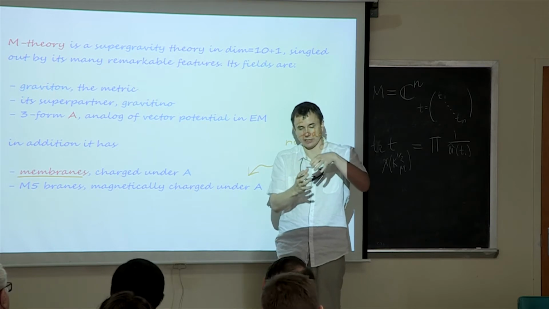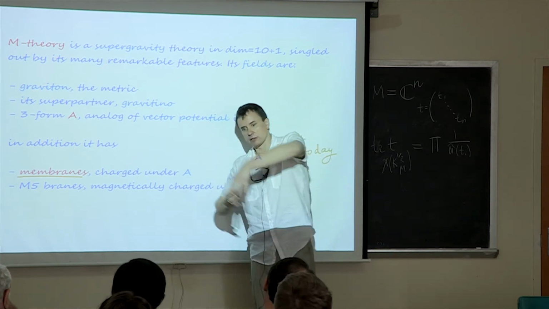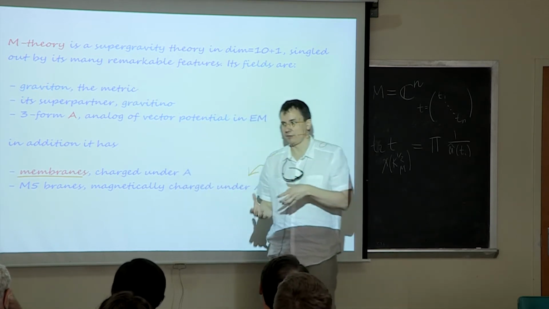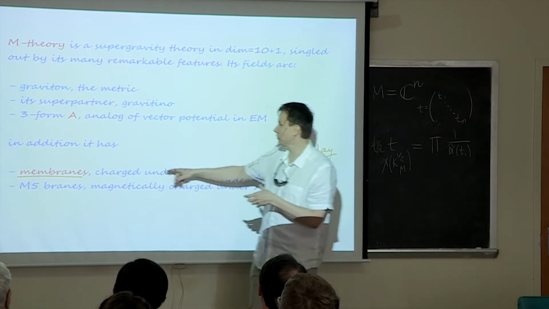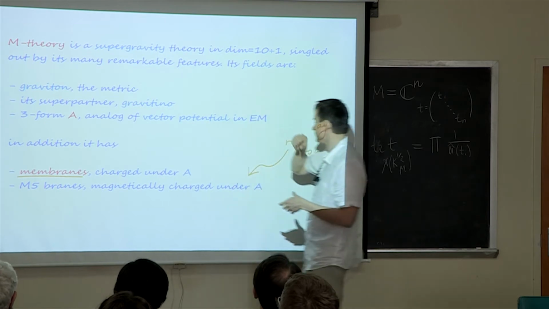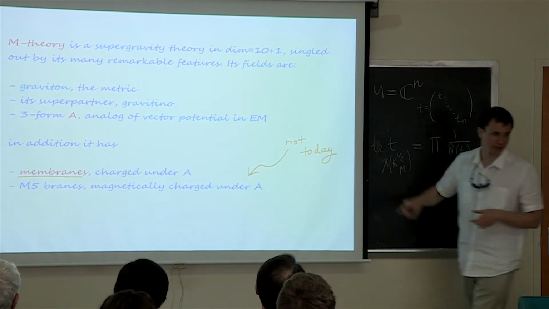If you have a membrane, then its world volume would be a 3-fold. And if you naturally integrate the 3-form over that, it would be the charge of that membrane. So that membrane is charged under that 3-form. And it's that membrane we're going to talk about today.